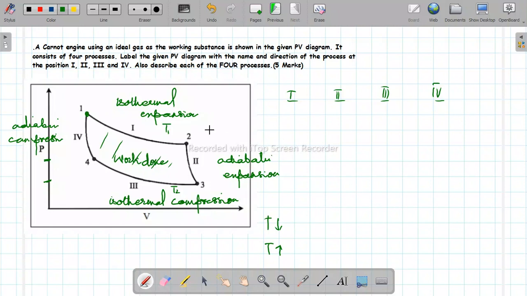This was the last question from Carnot engine. Let's just end it here. In the next lecture, we will solve some questions from first law of thermodynamics and we'll derive some expressions for thermodynamics. Till then, Allah Hafiz.